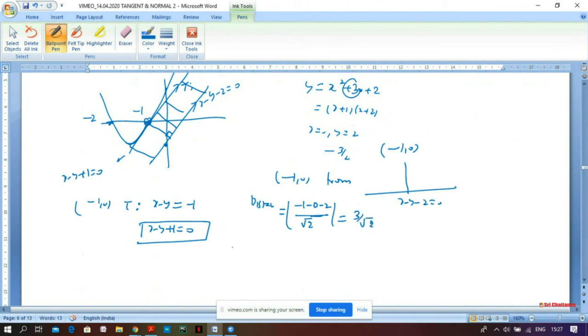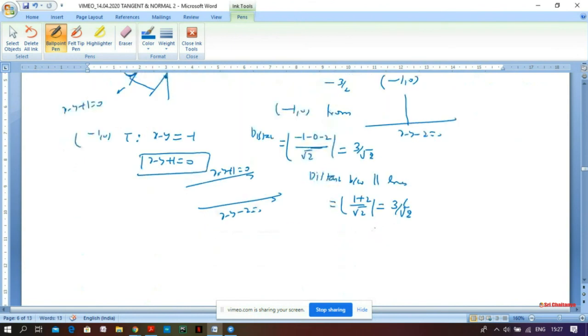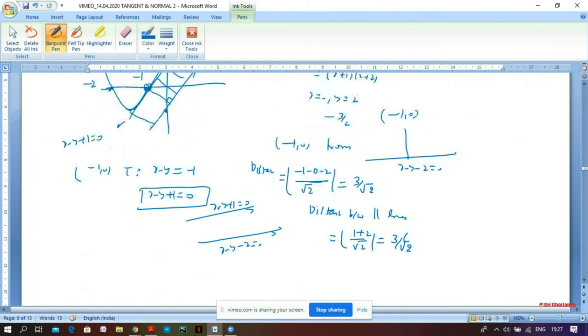Or you can also find the distance as the distance between parallel lines. So the lines are x minus y minus 2 equal to 0 and x minus y plus 1 equal to 0. This is a line which passes through some point on the curve and is parallel to the given line. So the distance between the lines is given by (1 plus 2) upon root 2, that is again 3 over root 2. So this is the distance, and the points P and Q are on these lines.